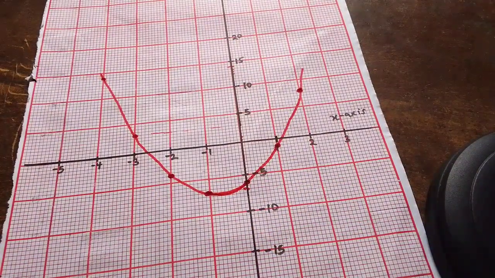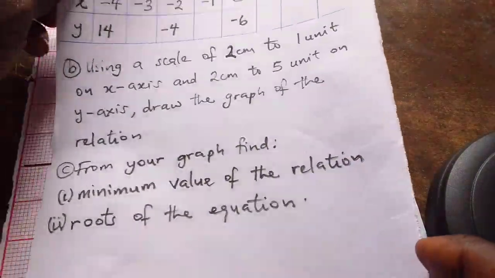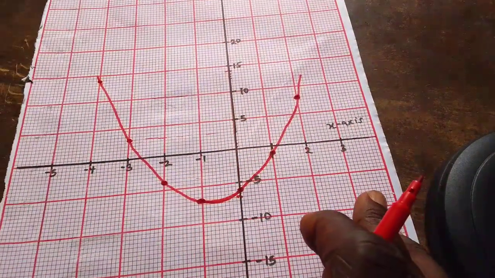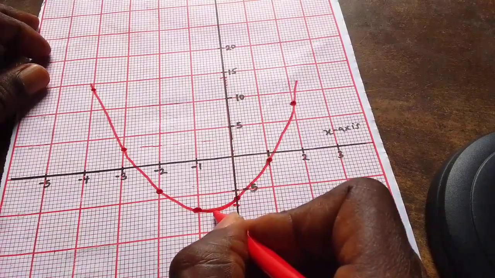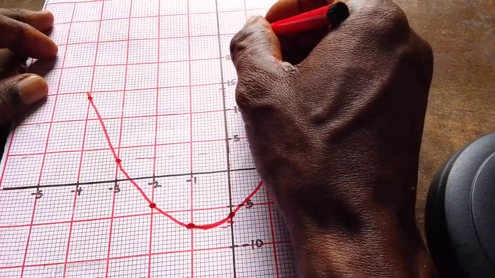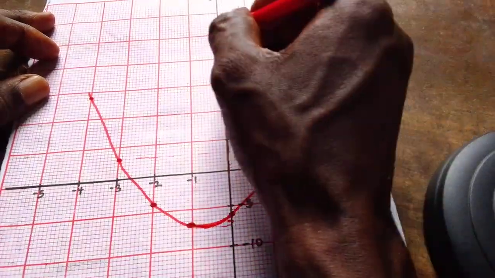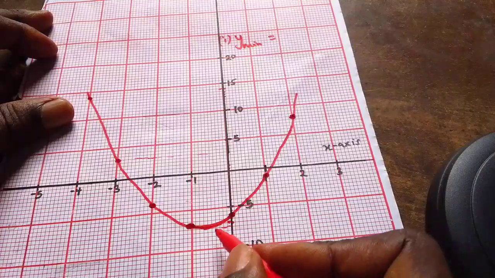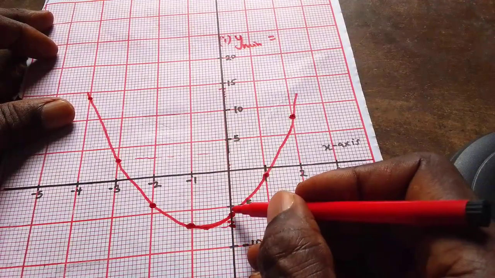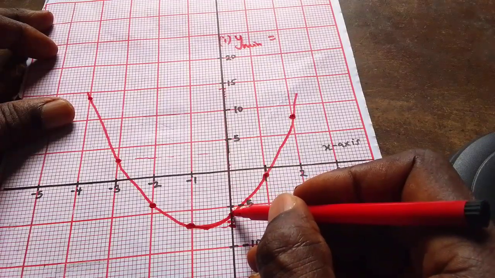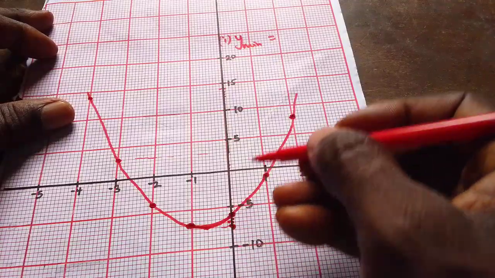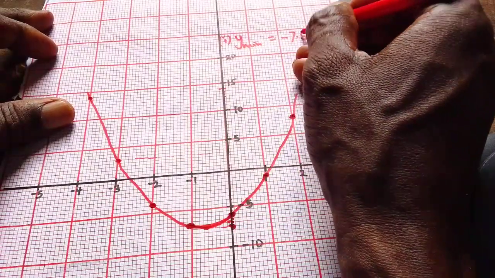Now, the other part of the question says, from your graph, find the minimum value of the relation. What will be the minimum value here? The peak point I'm having here. So I'm going to read this point to the y-axis. So my y minimum will now be equal to, so it is this point straight to the y-axis. I'm going to read it here. So if this is minus 5, minus 5.5, 6, 6.5, 7, 7.5. So my y minimum here will be minus 7.5.